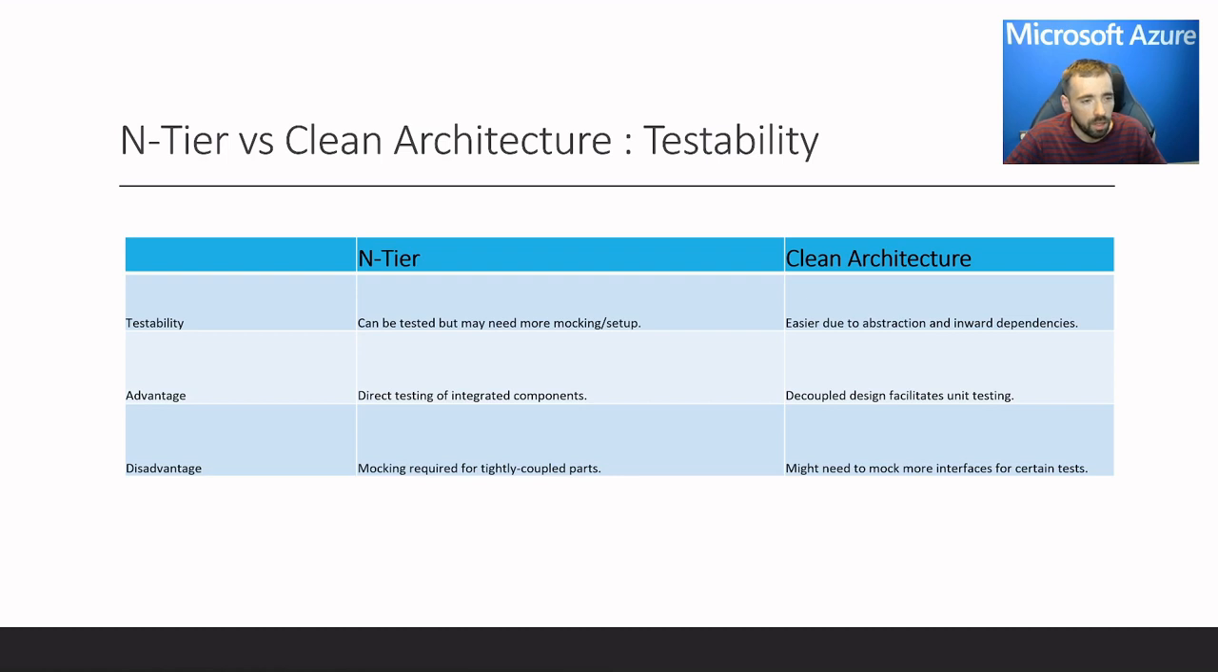The advantage of N-tier is direct testing of integrated components, and clean architecture's decoupled design facilitates unit testing. Disadvantages is with N-tier, mocking required for tightly coupled components. For clean architecture, it might need to mock more interfaces for certain tests.